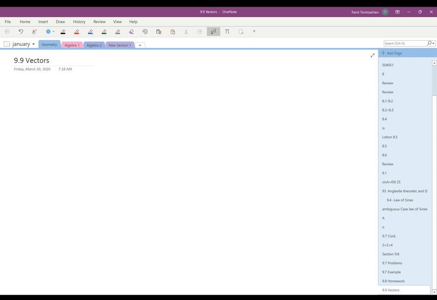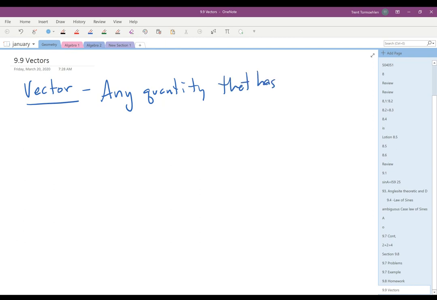Okay, so for 9.9, we're going to study vectors. A vector, and you guys have, I think, studied this a little bit in science. When we say a vector, we say it's any quantity that has a magnitude, the other name for that is a size. It has a value associated with it, and a direction.